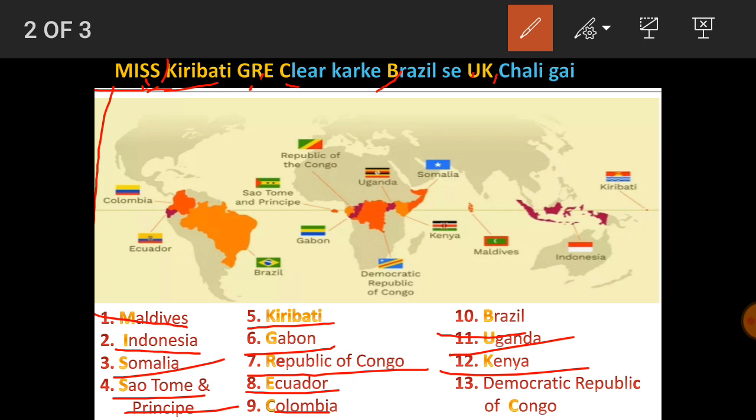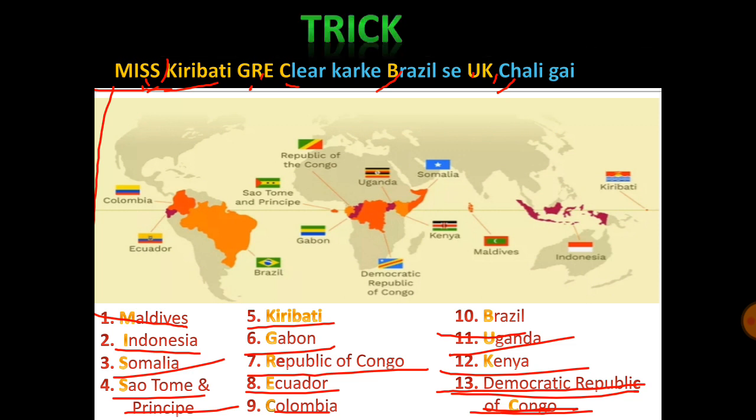This Chali word, from this C stands for Democratic Republic of Congo. Here from this word C, you can relate with this word Congo, Democratic Republic of Congo. So by the use of this simple trick, we can easily remember the names of all the 13 countries which are on equator.